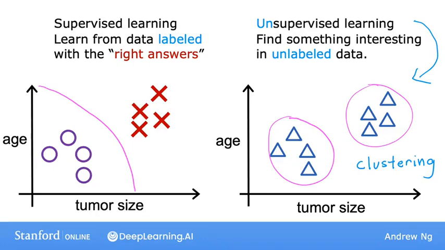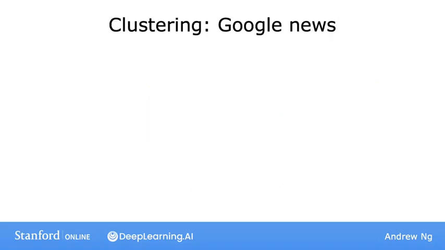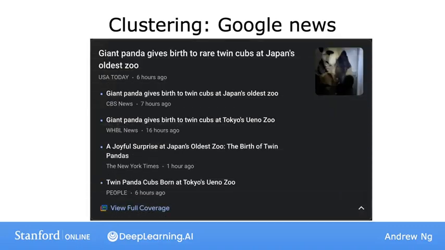For example, clustering is used in Google News. What Google News does is every day it goes and looks at hundreds of thousands of news articles on the internet and groups related stories together. For example, here's a sample from Google News where the headline of the top article is "Giant Panda Gives Birth to Rare Twin Cubs at Japan's Oldest Zoo." This article had actually caught my eye because my daughter loves pandas, and so there are a lot of stuffed panda toys and watching of panda videos in my house.